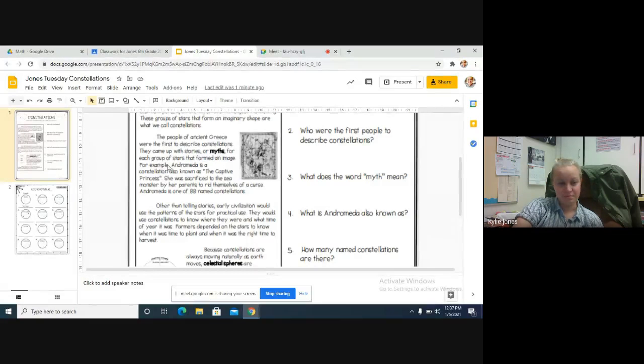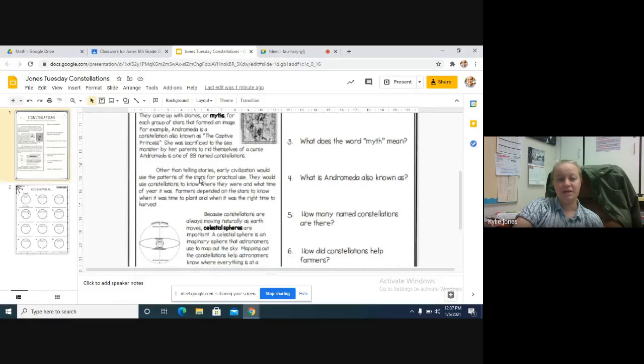For example, Andromeda is a constellation, also known as the captive princess. She was sacrificed to the sea monster by her parents to rid themselves of a curse. Andromeda is one of the 88 named constellations. Other than telling stories, early civilization would use the patterns of the stars for practical use. They would use constellations to know where they were and what time of the year it was. Farmers depended on the stars to know when it was time to plant and when it was the right time to harvest.